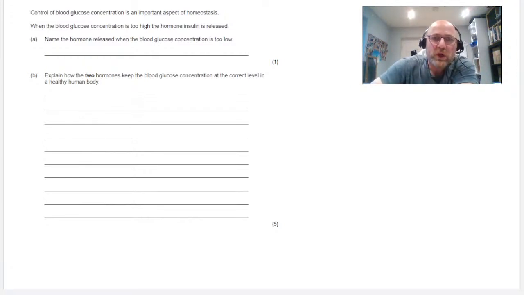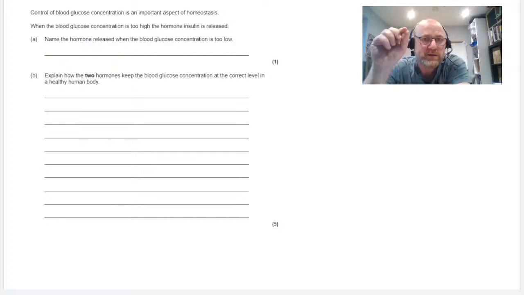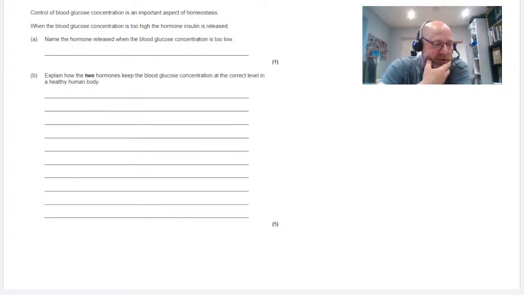Well done, Adam. It's glucagon that's released when your sugar's too low. And then, how do the two hormones keep the blood glucose at the correct level? So you can start with one, talk about one. Obviously, you've already mentioned glucagon in the first part, so they probably won't give you a mark for that, but you'd still use it. But talk about one, then talk about the other, and then you should get the 6 marks. So you can talk about glucagon first if you like. How does glucagon bring your blood glucose level back up when it's low? And then how does insulin bring your blood glucose down when your blood glucose is high?